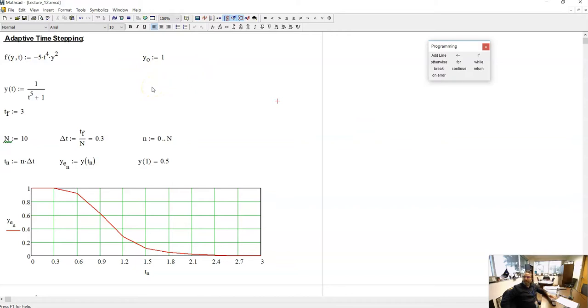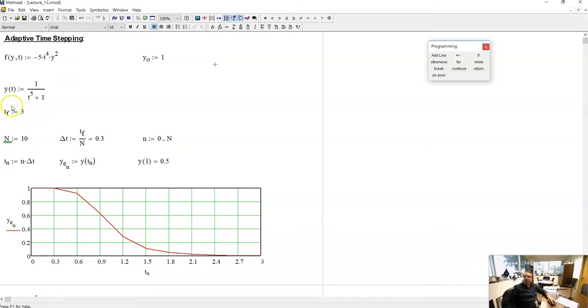I'll post this on Canvas for your usage, and the function that defines the governing equation is minus 5 times t to the 4 times y squared. Again, this is a definition, and the initial condition y naught is 1. Again, this is not an index, it's just a subscript. I used the dot for a subscript, just for visualization purposes. It's not y bracket 0. The exact solution of this differential equation is given by this function that we just wrote in here.